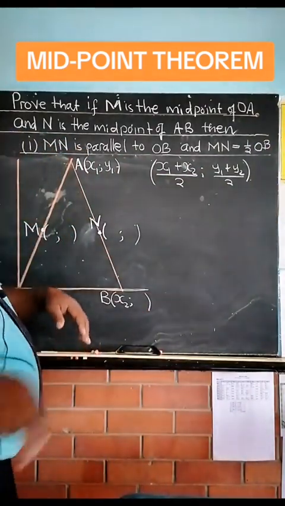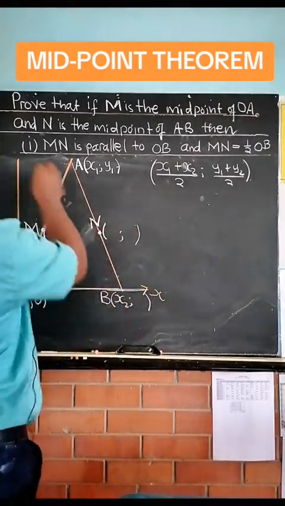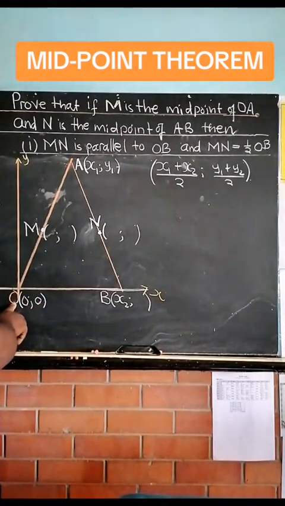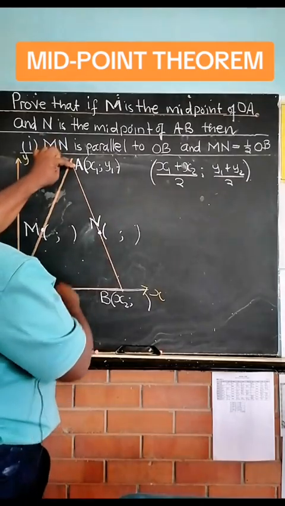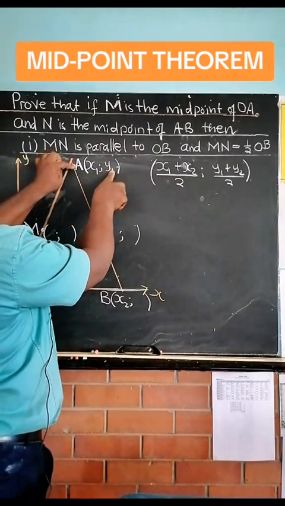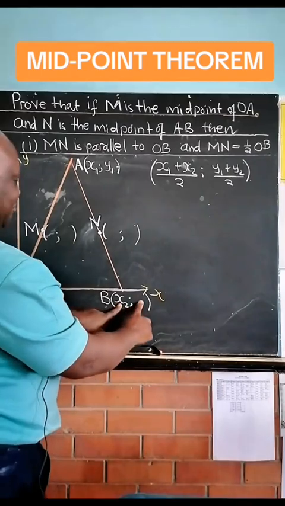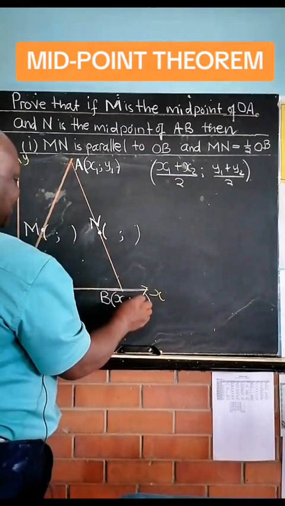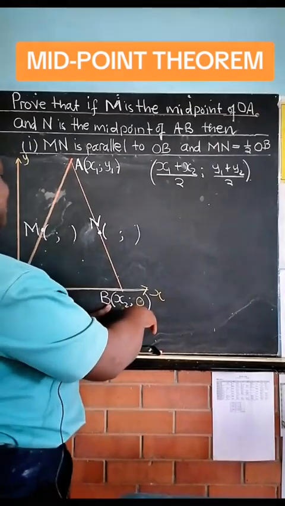So I have got a diagram here, the Cartesian plane, where this is the x-axis and this is the y-axis, meeting at the origin O, whose coordinates are 0, 0. I have assigned A coordinates x1, y1. And then I have assigned B x2, y2. But because this is a point on the x-axis, the y value is 0 here. So the coordinates of B should be x2, 0.